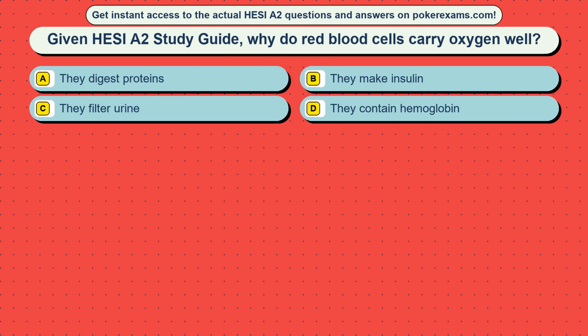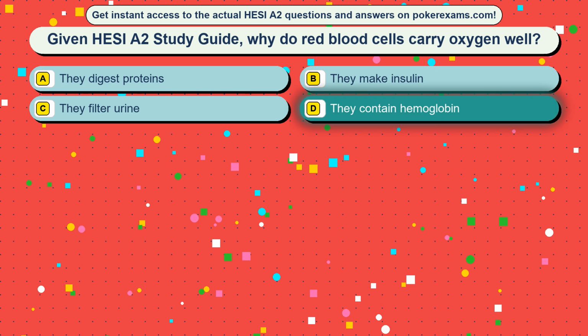Question 38. Given HESI A2 Study Guide, why do red blood cells carry oxygen well? Option A, they digest proteins. Option B, they make insulin. Option C, they filter urine. Option D, they contain hemoglobin. The correct answer is option D, they contain hemoglobin.